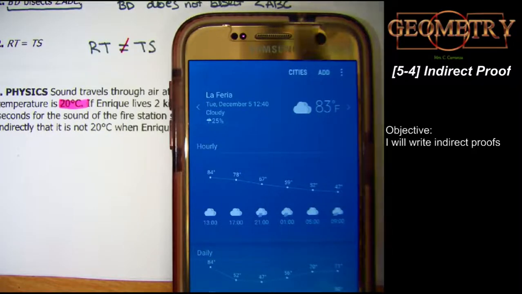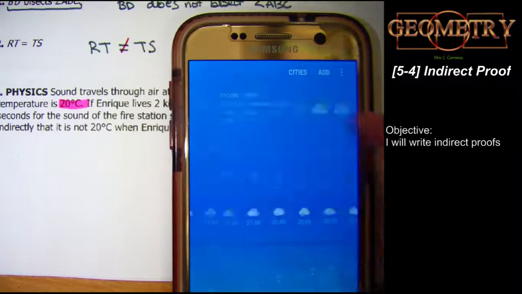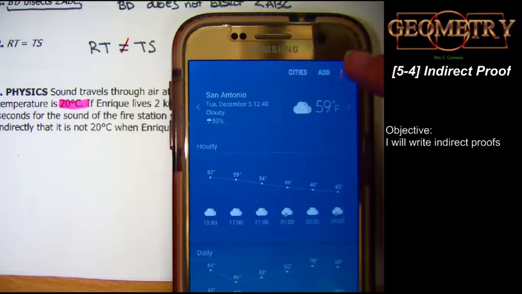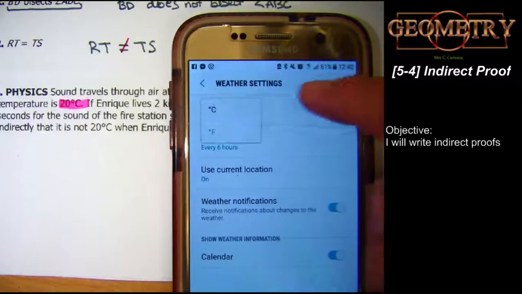I have here my weather bug, and I have a bunch of different cities queued up. Let's see if I can find a good city. Here we go, San Antonio. My dad lives in San Antonio, so that's what I have. It's 59 degrees currently in San Antonio. Look at that. They're going all the way down into the 40s by tomorrow morning. Yikes.